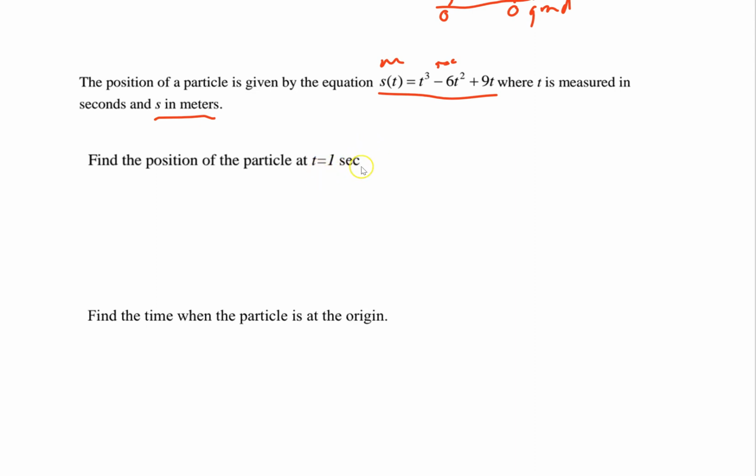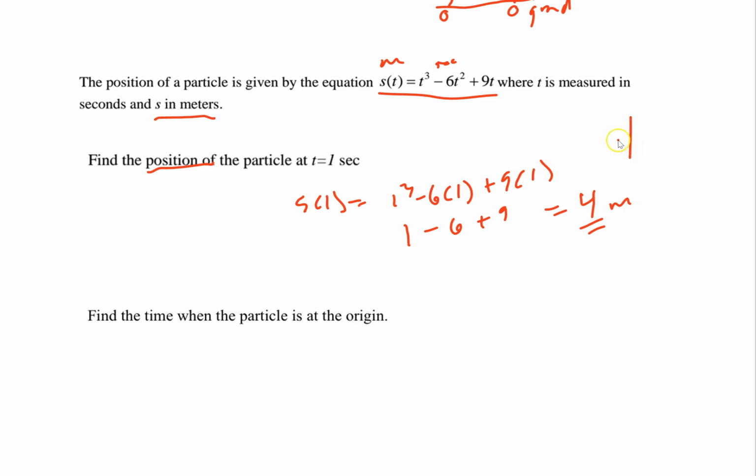Okay, well, it's talking about position, so I'm using this function. They want me to plug in 1. So s of 1 equals 1 cubed minus 6 times 1 plus 9 times 1. 1 minus 6 plus 9: negative 5 plus 9 is 4 meters. Right, so it's a positive 4.